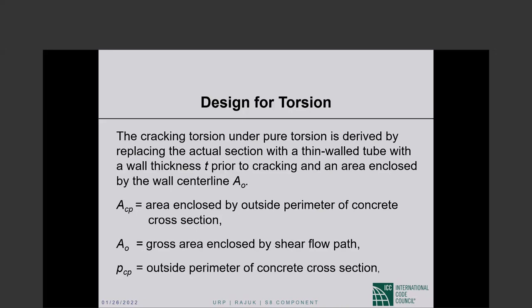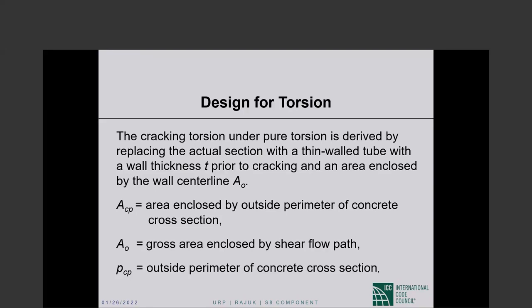Okay. Some important notation: A sub cp, area enclosed by outside perimeter of concrete cross-section. This is pretty strange language. It is not cross-sectional area, but area enclosed by outside perimeter of concrete cross-section. The idea is if it is a hollow section, we will count the area of the hole. If it is a hollow section, then there is a big difference between the cross-sectional area and the area enclosed by outside perimeter of the concrete section. The area enclosed by the perimeter includes the area of the hole, and that's what is meant.